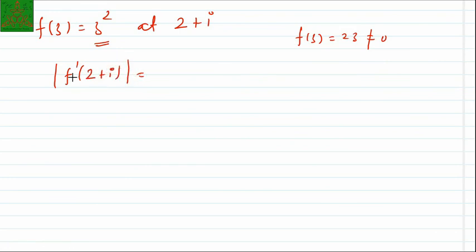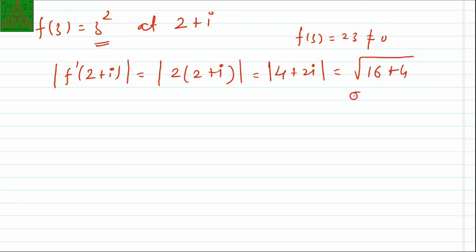The modulus of f'(2 + i) is |2(2 + i)|, which is |4 + 2i|, and hence this will be the square root of 16 + 4, which is the square root of 20. So this much scaling of the curve in the z-plane occurs if you transform that curve into the w-plane at this point. So it will increase; it is an expansion.